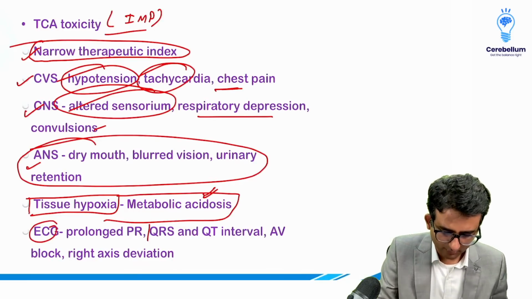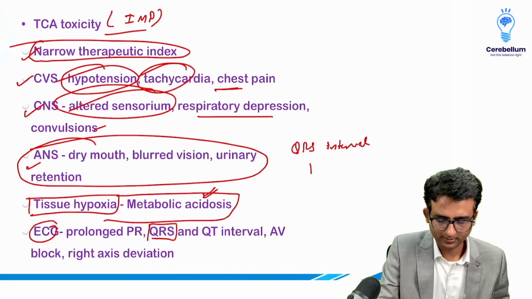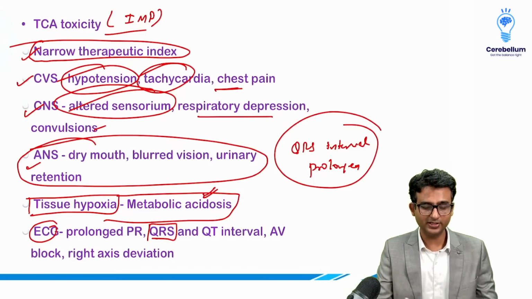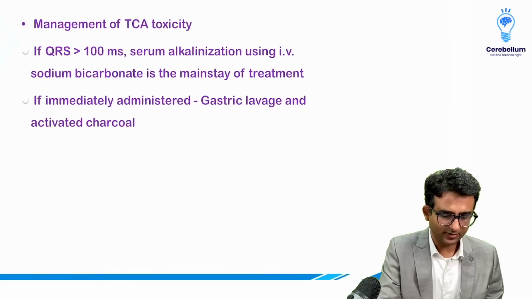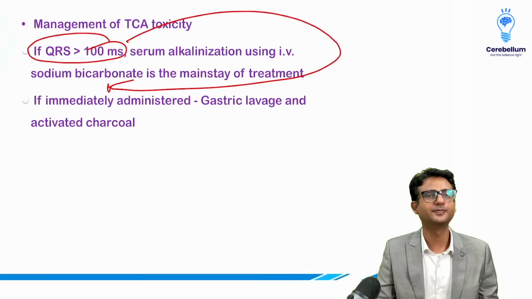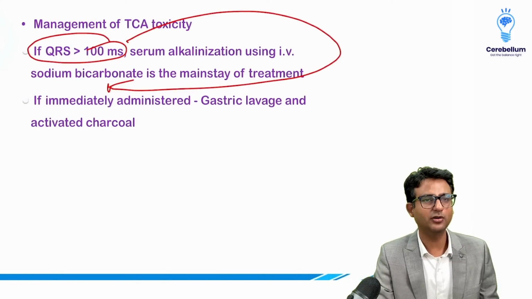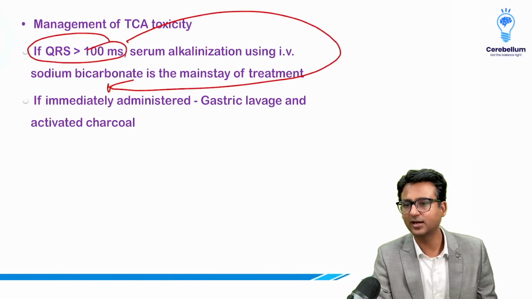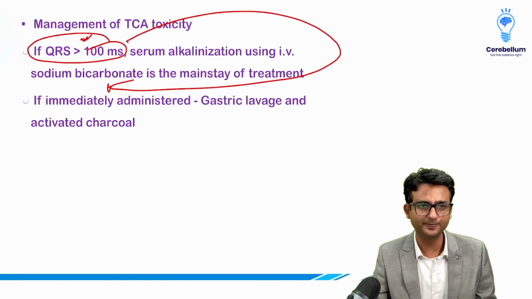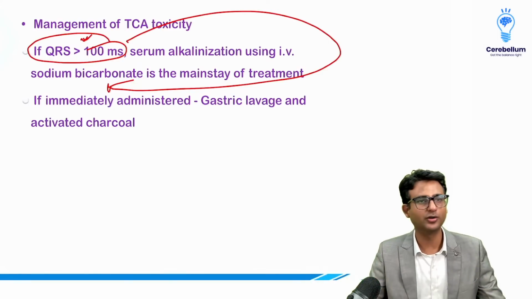ECG findings, most important is the QRS interval gets prolonged. Now, if you are given history of a patient with TCA toxicity and if the QRS interval crosses 100 milliseconds, the treatment of choice is sodium bicarbonate. Remember, there was metabolic acidosis. You correct the metabolic acidosis by giving sodium bicarbonate. You have to remember this. Many times they would not give exactly more than 100 milliseconds in the exam. Still, you have to remember that you have to use sodium bicarbonate if QRS interval is prolonged.